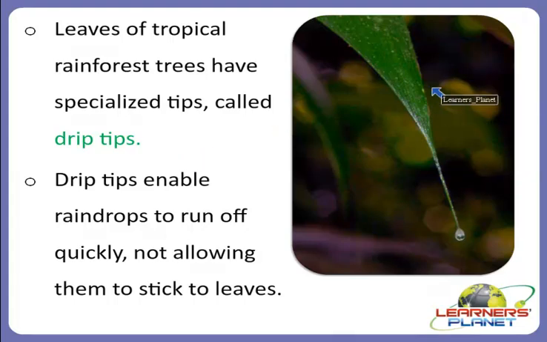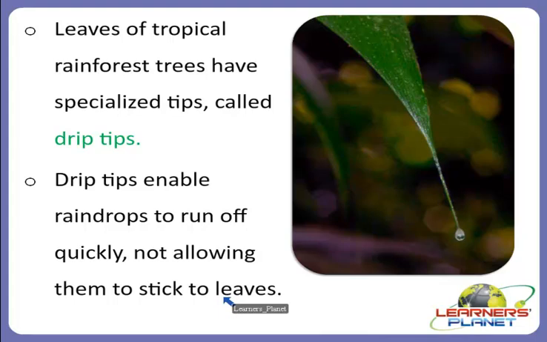Can you see this beautiful image of the leaf? They have specialized tips called drip tips. Now drip tips enable raindrops, here is a raindrop, to run off quickly, not allowing them to stick to leaves. So these leaves are big, thick and waxy, and they have drip tips to let the rain drain off quickly.